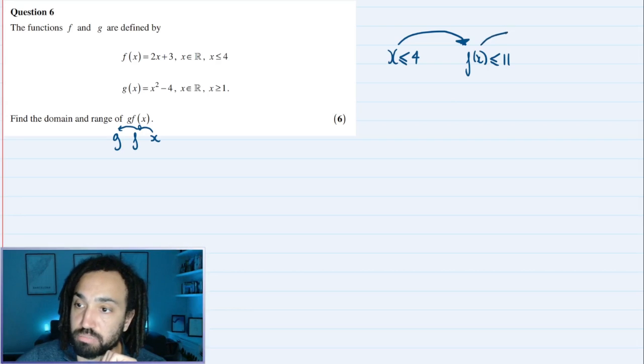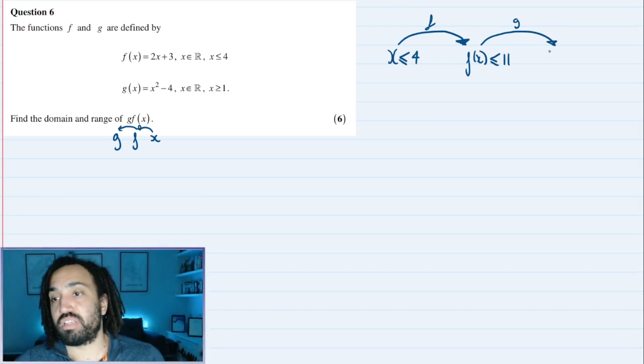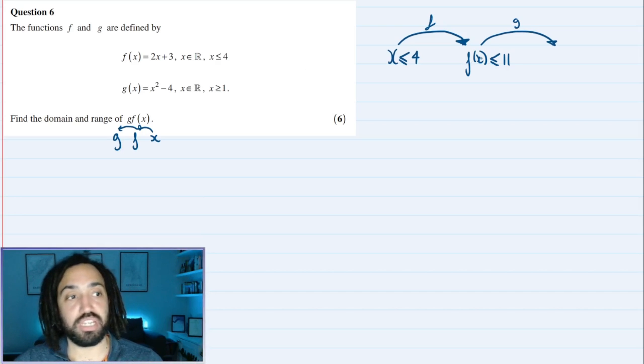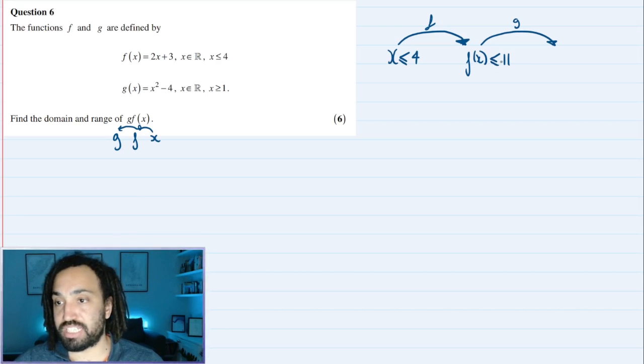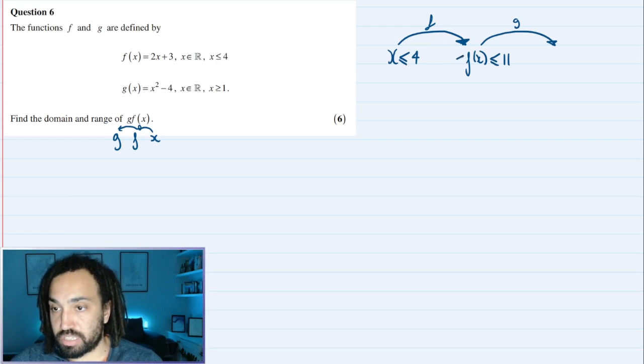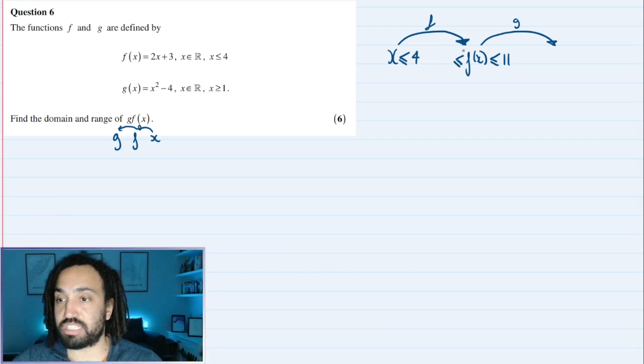I'm then going to put those numbers into g. So that's me putting them into f, this is me putting them into g. Now the numbers I'm allowed to put into g are all numbers greater than or equal to 1. So at the moment I'm going to be putting in numbers into g which are less than or equal to 11. But I need another restriction. I need them to be only greater than or equal to 1. So that means that these numbers f of x that are going to go into g need to start at 1.